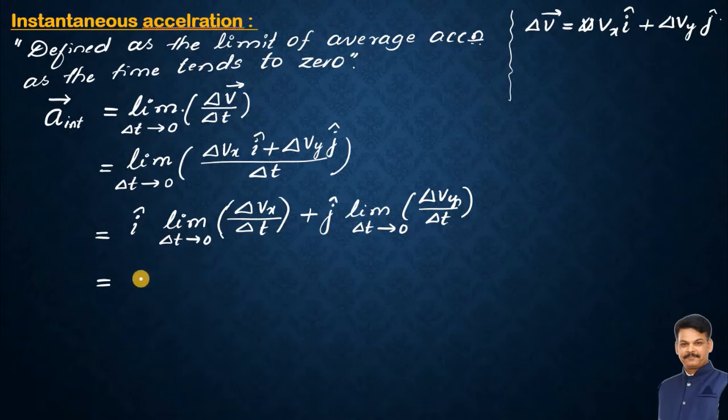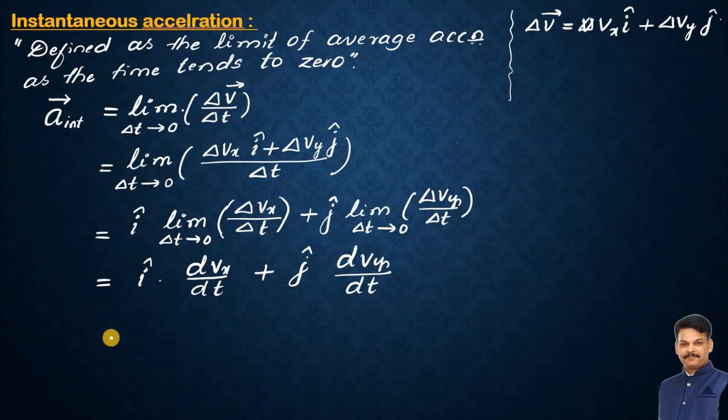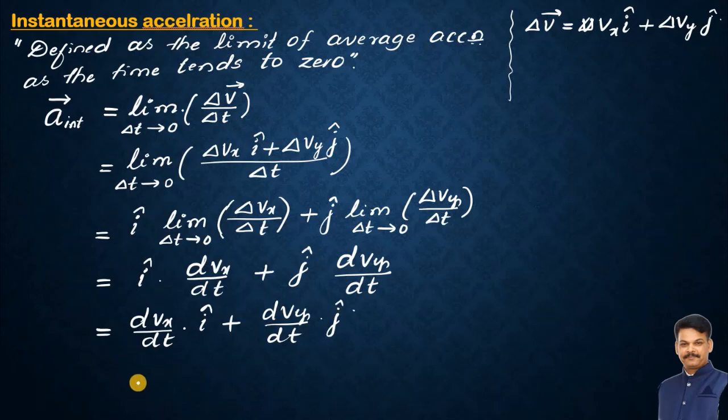Therefore I can write it as i cap into dvx divided by dt plus j cap times the limit of this term, which becomes the derivative of vy, the velocity component along the y axis, divided by dt. Or it can also be written as dvx divided by dt into i cap plus dvy divided by dt into j cap.